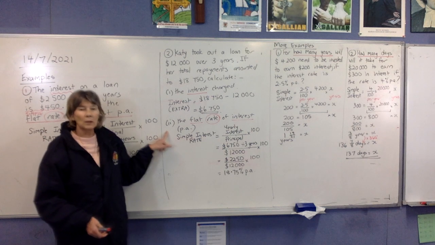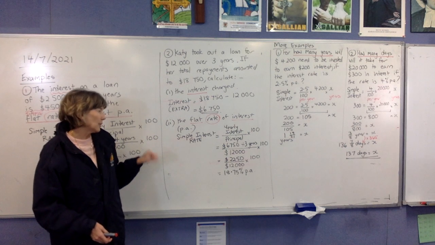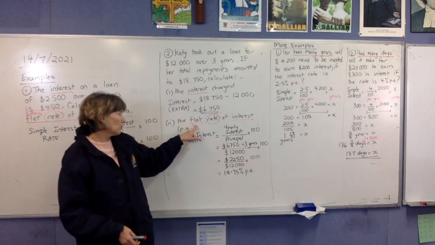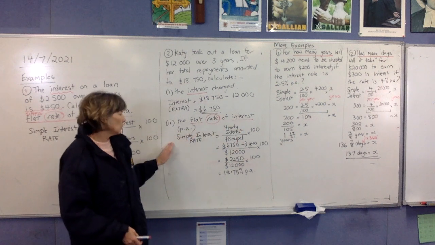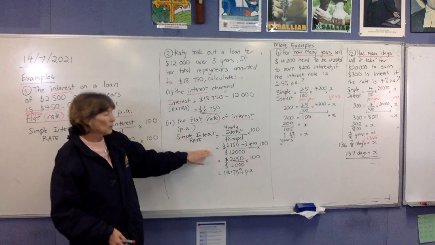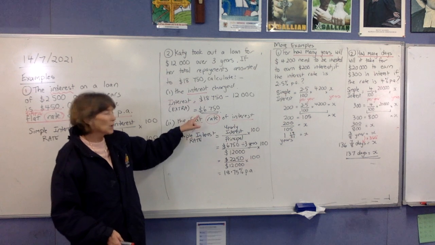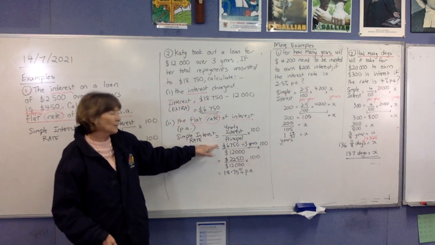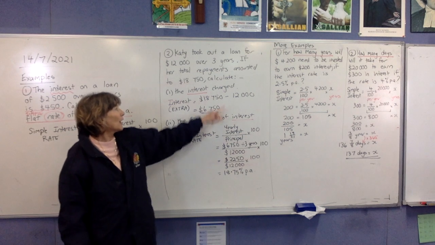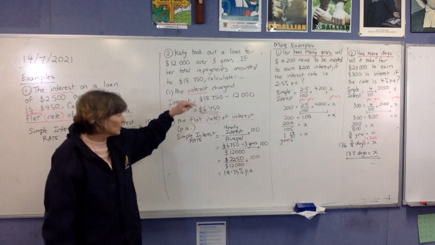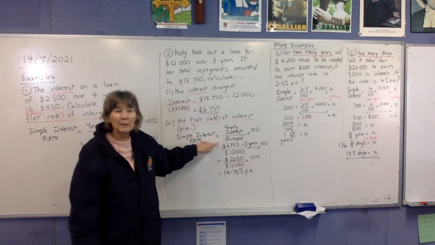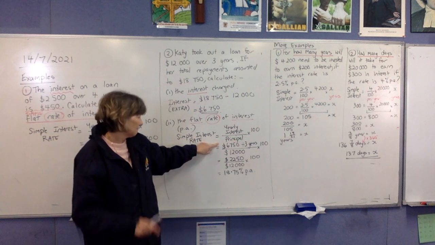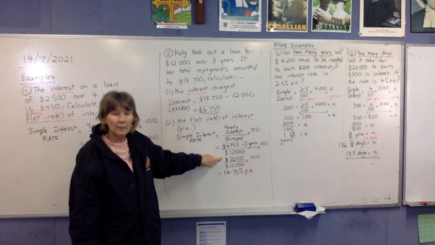Okay, now in part 2, they again want you to find the flat rate of interest. So it's a simple interest rate. Use your formula. Have a look back at the question. We've just worked out the interest for the whole thing was $6,750. But that was over 3 years. So we have to divide by the 3 years to find out how much interest was paid in 1 year. So that's what we're doing on the top there.